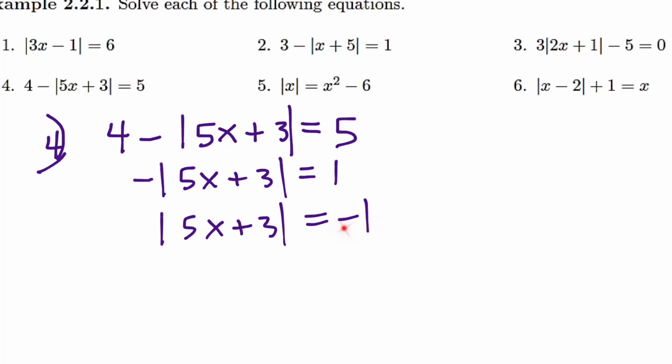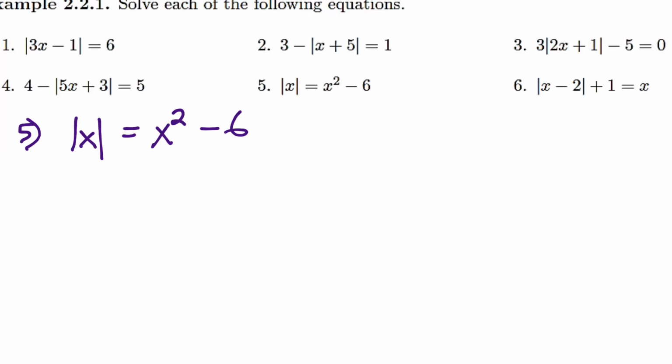If you see that right here, a negative on the right, when everything else is isolated within the bars on the left, you're going to say no solution, or NS. Okay, there's no way you can come up with a solution to this problem. Okay, so be on the lookout for that.